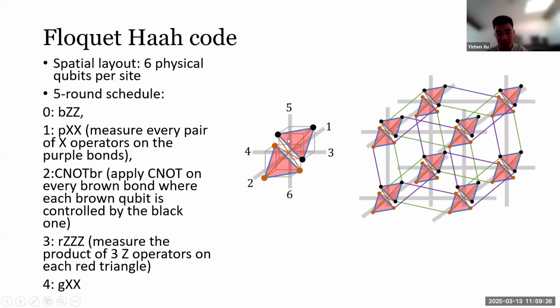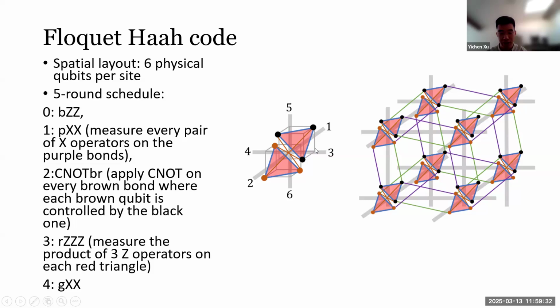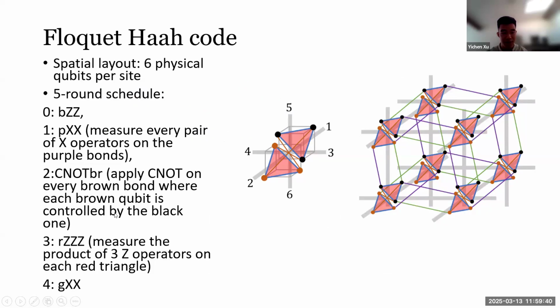So we need 6 physical qubits per site instead of 2 data qubits. And these physical qubits undergo the 5-round schedule given by the ZX diagram, in which in round 0 you measure the Z times Z for these 3 guys, which is this time step, and rounds 1, 2, 3, 4 are given by the ZX diagram. But in any case, it looks like this. It looks kind of crazy, but we checked that it worked.